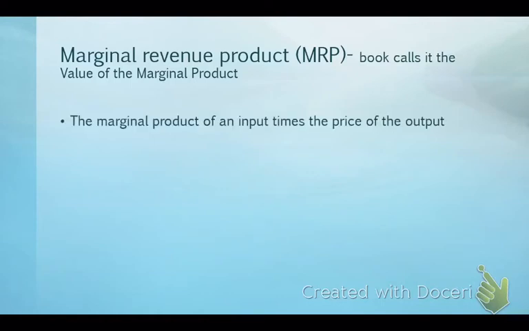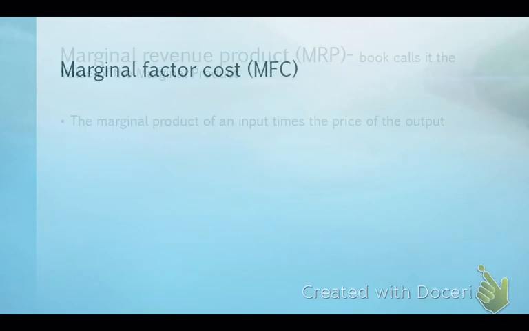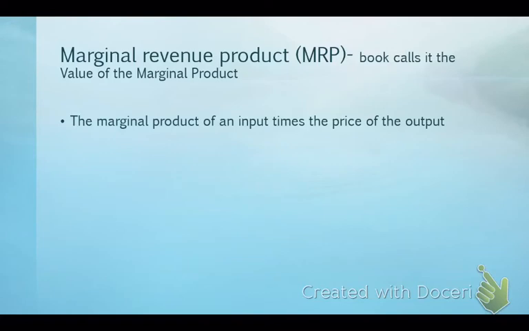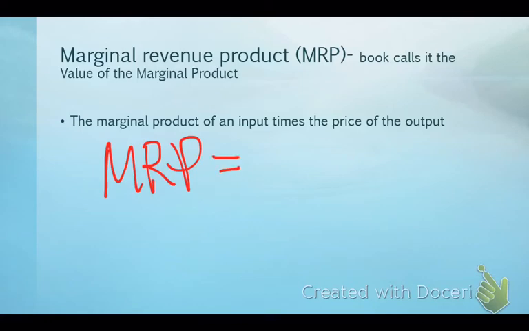Definition, okay, it's a math equation. The marginal product of an input times the price of the output. Marginal revenue product equals, well, let's write it. Marginal revenue product should equal MRP. Make sure you write this in the note. I should have had this in the PowerPoint. MRP equals MP times P. If you can remember that equation, you can answer almost any question they ask you about MRP. It's going to be related to this.